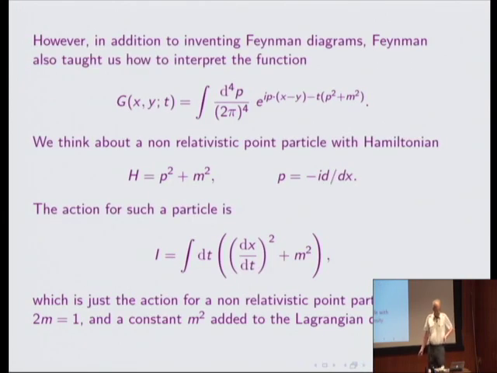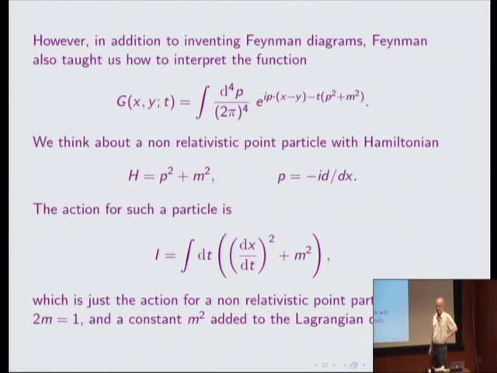But in addition to inventing Feynman diagrams, Feynman also taught us how to interpret this position space propagator. In fact, I think what I'm telling you is probably close to the way Feynman originally thought about Feynman diagrams. We think about a non-relativistic point particle whose Hamiltonian is p squared plus a constant, which I'll call m squared. So p is what you think it is, minus i d by dx. So if this is the Hamiltonian, then this was the action.